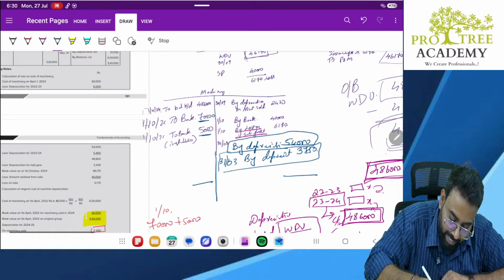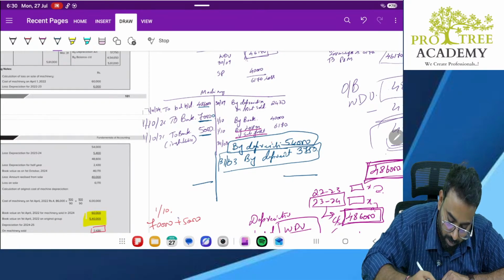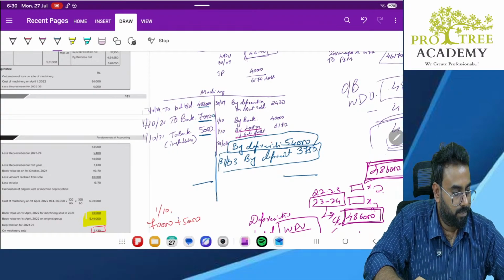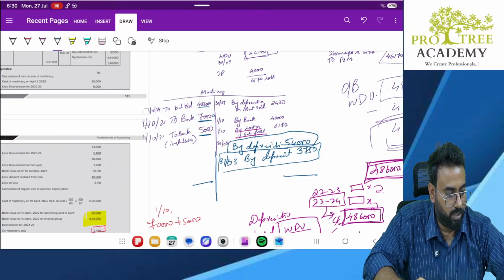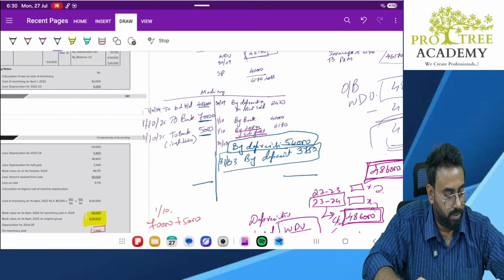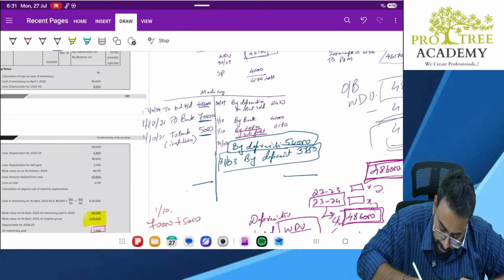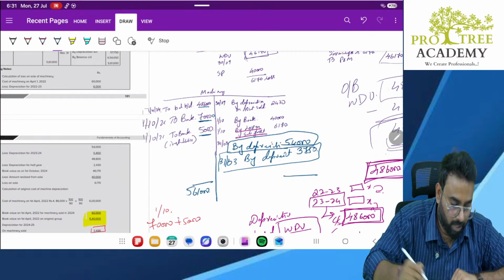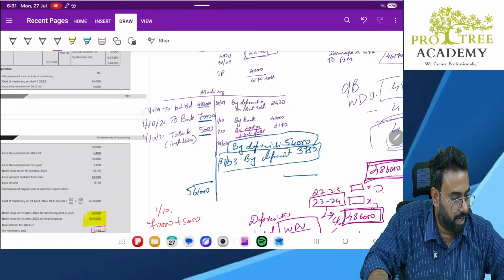Anybody? 4,86,000 plus 70,000 plus 5,000. 4,86,000 plus 75,000 will be 5,61,000. Correct? Yes. Now on the credit side, shall we calculate?